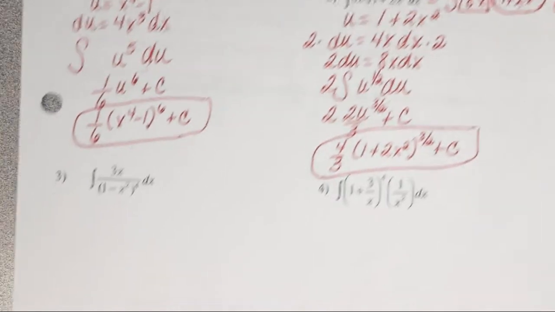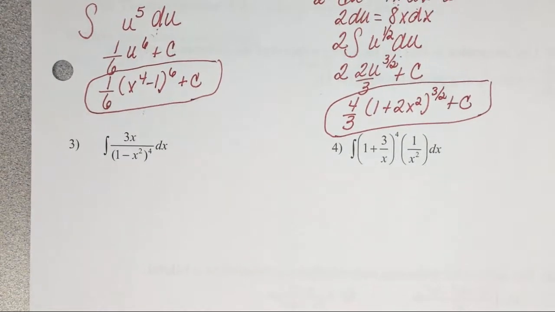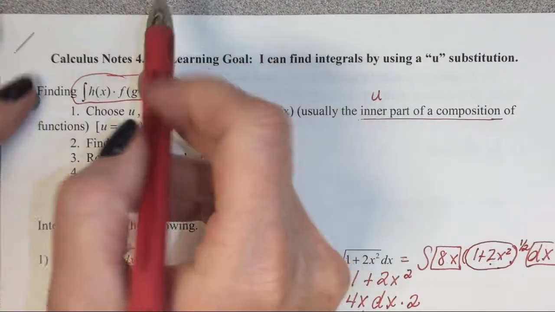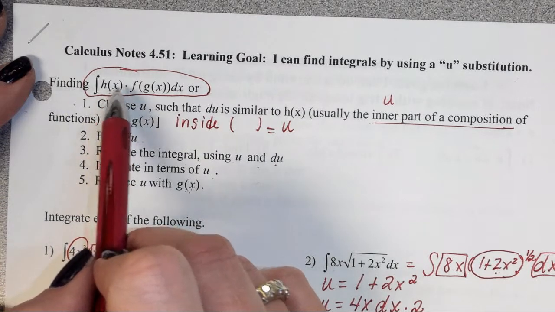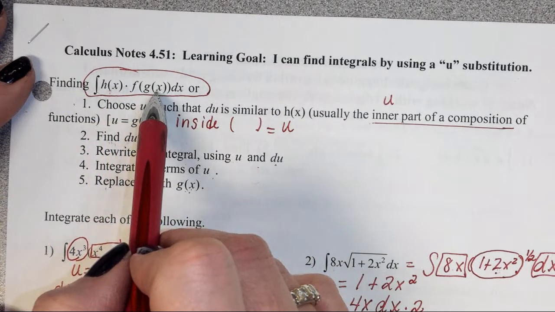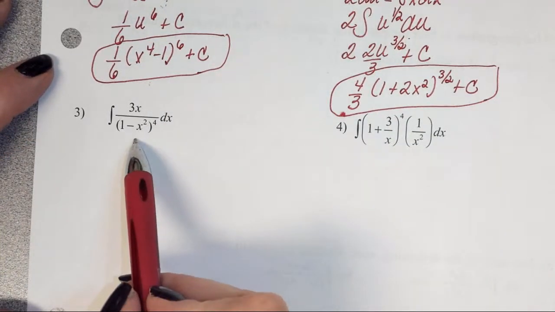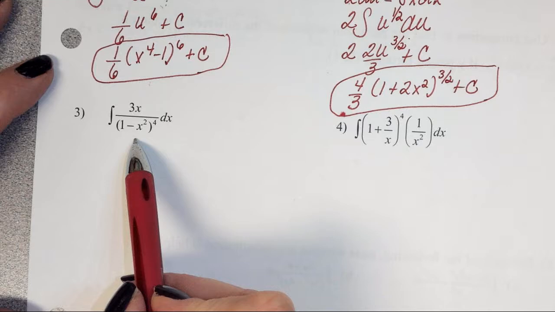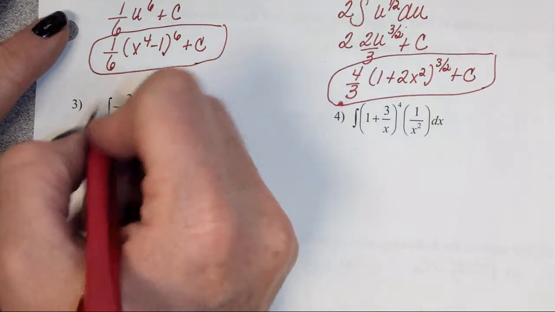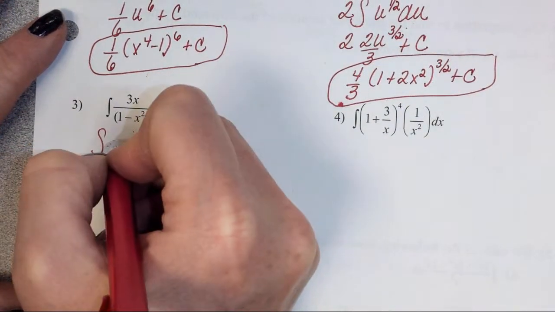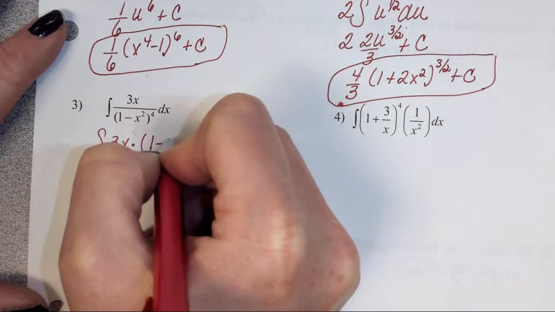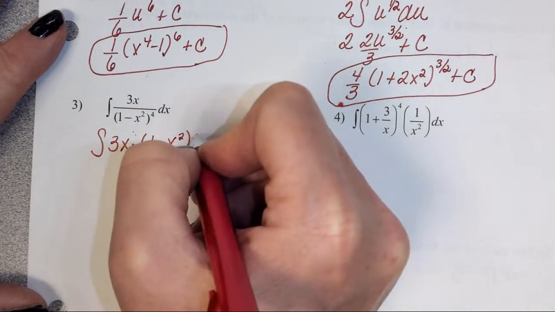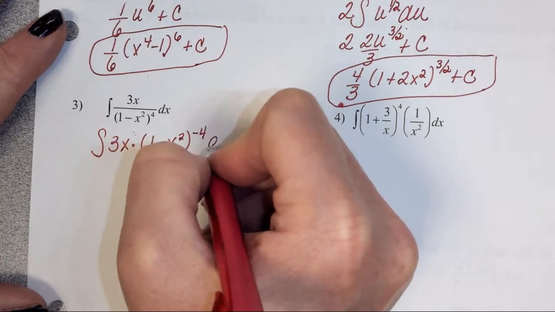All right, looking at number 3. Look at what we have to have in order to do the u subs. We have to have h of x times f of g of x. Do we have multiplication here? No. We have to rewrite this as multiplication. So it's going to be 3x times (1 minus x squared) to the what? -4.